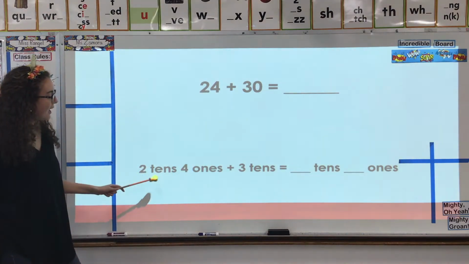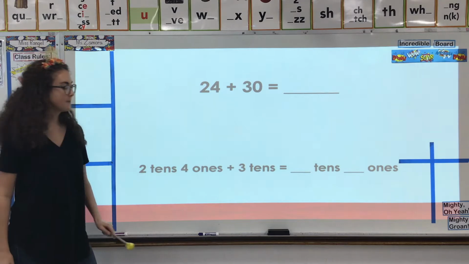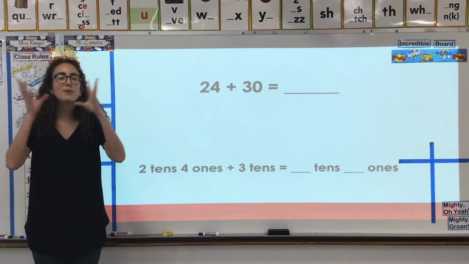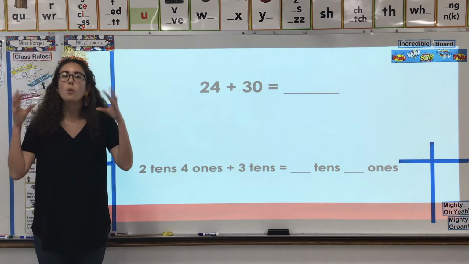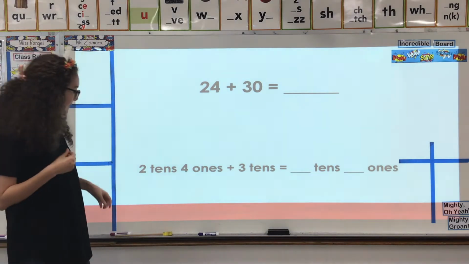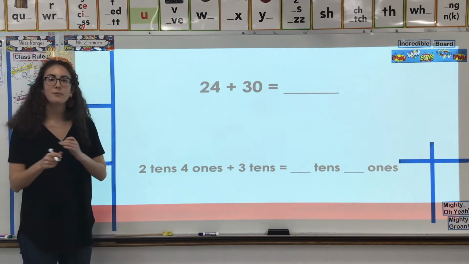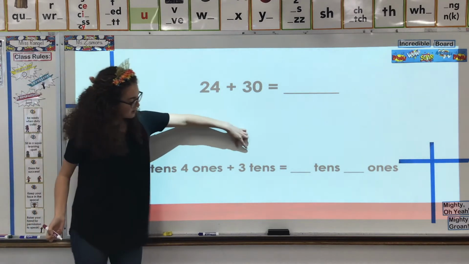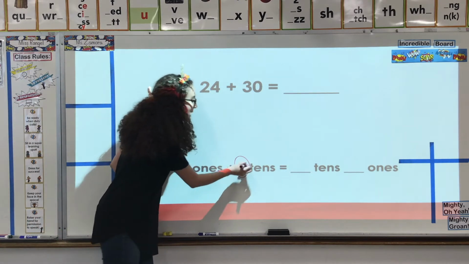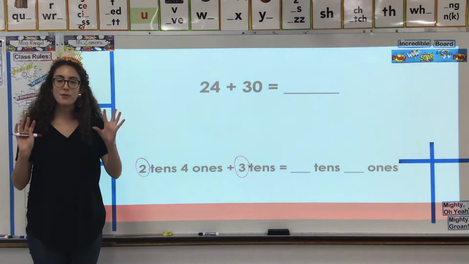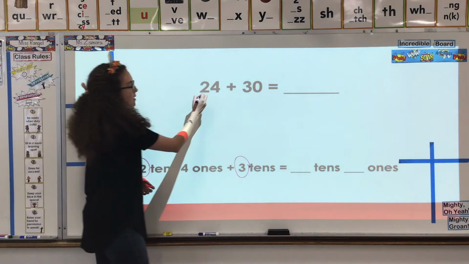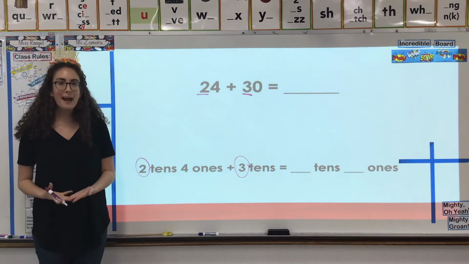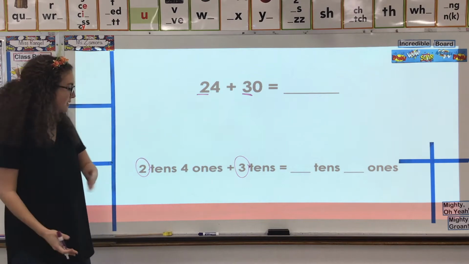So my friends, if we have 2 tens and 4 ones, and we're adding 3 tens, what are we going to add together? What is in the same place? What are we going to add together? We have 2 tens and 3 tens. 2 and 3 are in the same place. 2 tens and 3 tens, we can add them together. What would that be, super scholars?